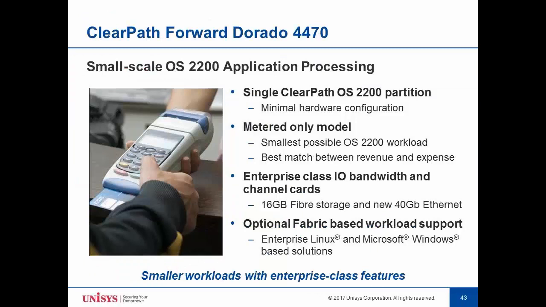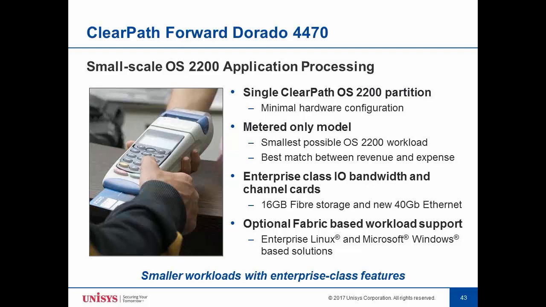Again, the smallest system that we offer now with the ClearPath Forward platform introduction today is the ClearPath Forward Dorado 4470. It's a small-scale OS 2200 processing environment. Has a minimal hardware configuration. Again, it's a standard availability type configuration with a single PMM and a single ISM, designed to provide the smallest and most cost-effective solution for those customers that have only a little OS 2200 processing to do.